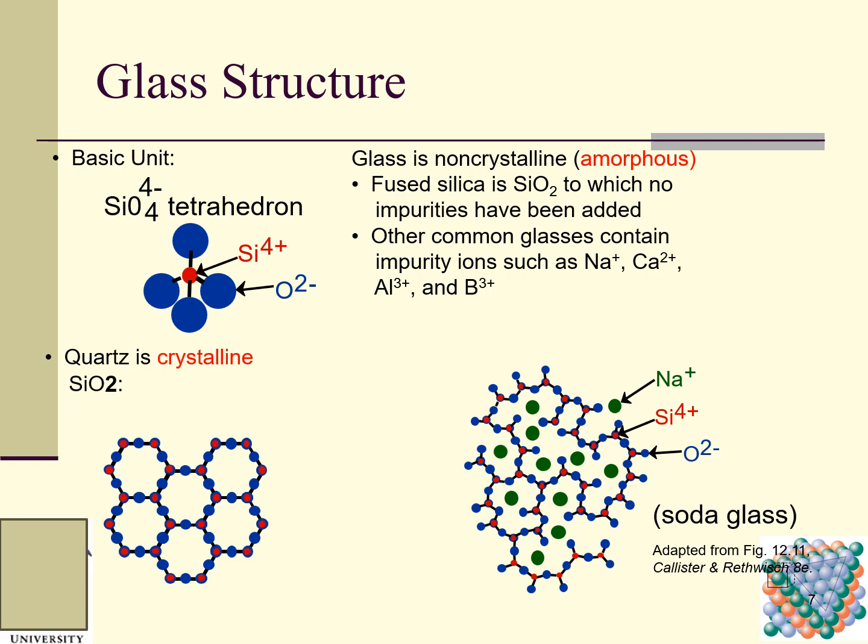For example, fused silica is silicon dioxide to which no impurities have been added. Other common glasses contain impurity ions such as sodium, calcium, aluminum, and boron. Boron has 3 positive charges. Here is a soda glass, where you can see potassium, silicon 4 plus, and oxygen 2 minus ions.